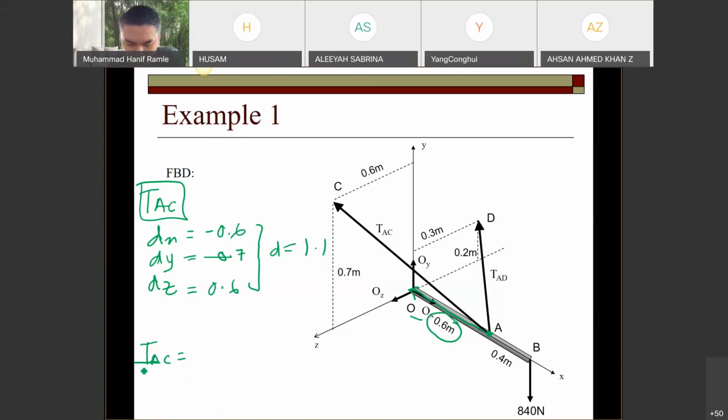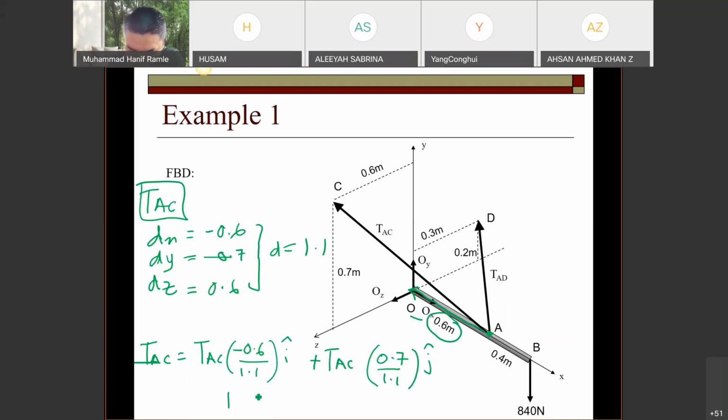Since we don't have the TAC value, you put TAC times dx over d, negative 0.6 over 1.1, is I, plus TAC times 0.7 over 1.1 J, and the last one is TAC times 0.6 over 1.1 K. You will get the IJK form for TAC.